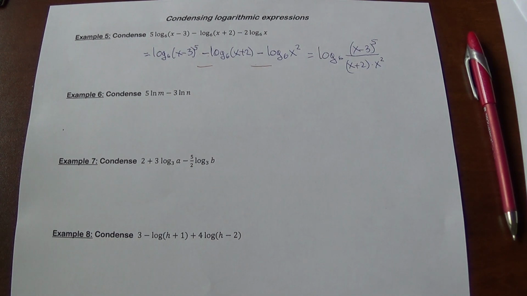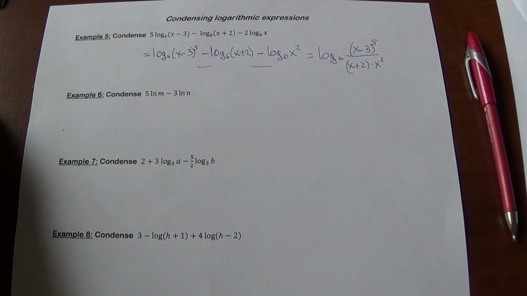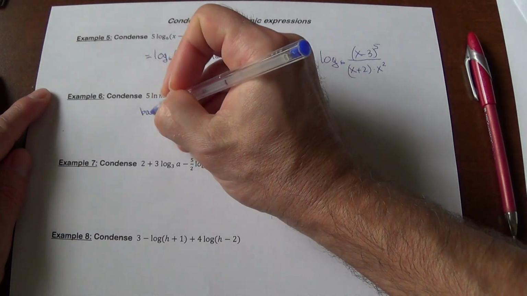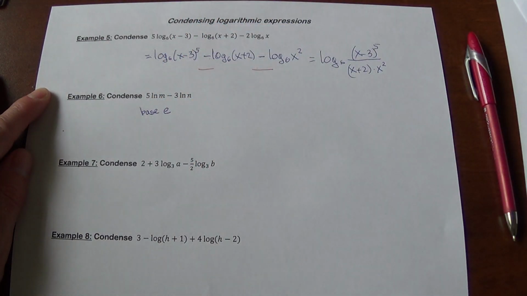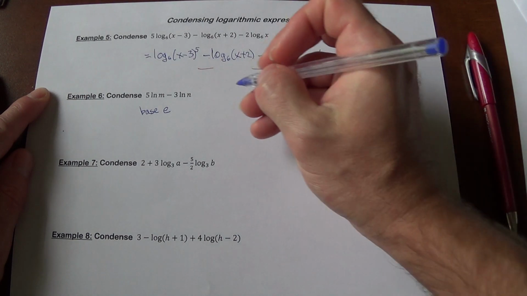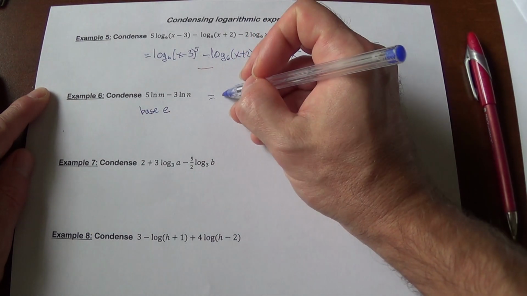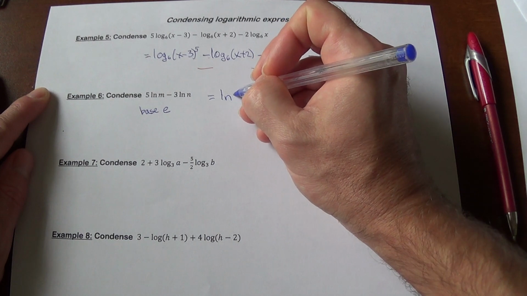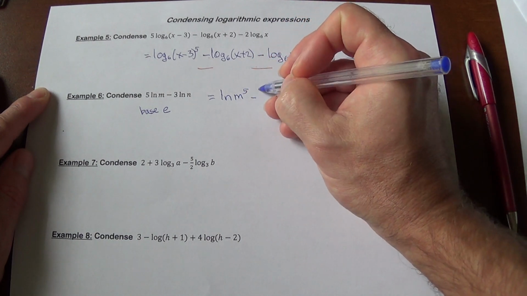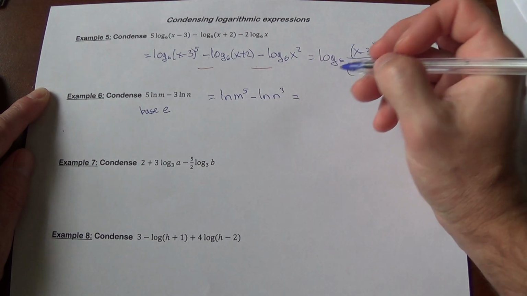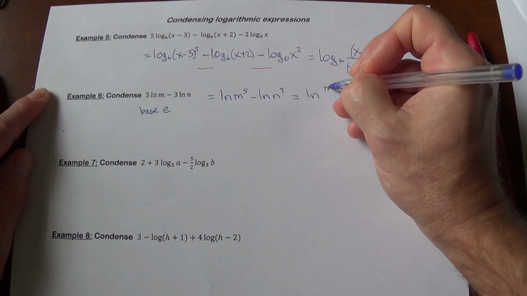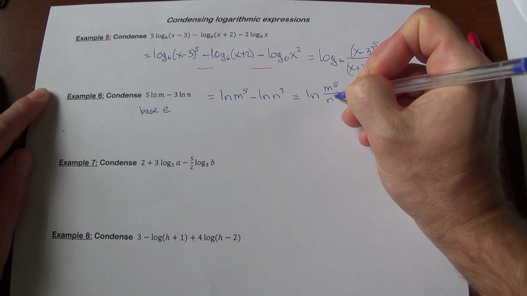Example 6, we have ln, that's base e. Just want to remind you, it doesn't matter a whole lot here, but it's good to remember. So nothing really changes, you still use the same property. It's going to be ln m to the 5th minus ln n to the 3rd. Subtraction, so we're going to be dividing: ln of m to the 5th over n to the 3rd.